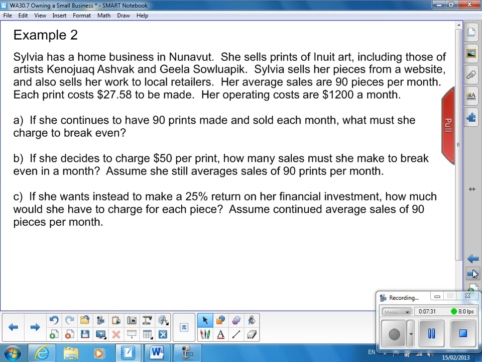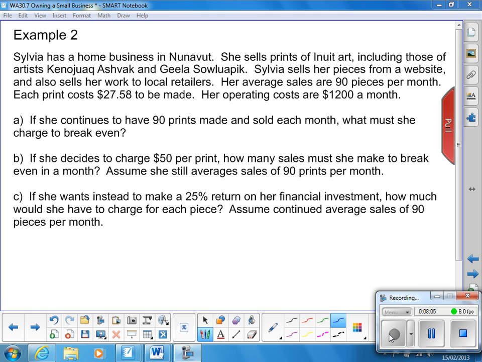Example 2, Sylvia has a home business in Nunavut. She sells prints of Inuit art, including those of the following artists. She sells her pieces from a website and also sells her work to local retailers. Her average sales are 90 pieces per month, and each print costs $27.58 to be made. Her operating expenses are $1,200 a month. If she continues to have 90 prints made and sold each month, what must she charge to break even?